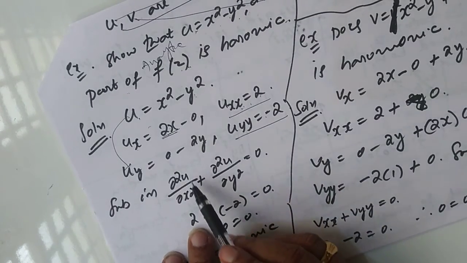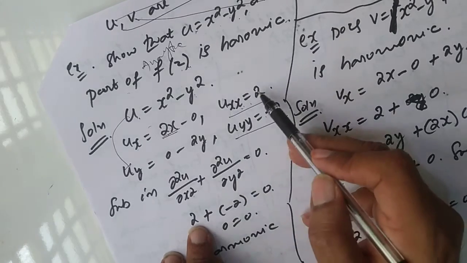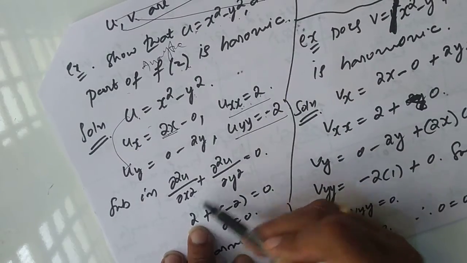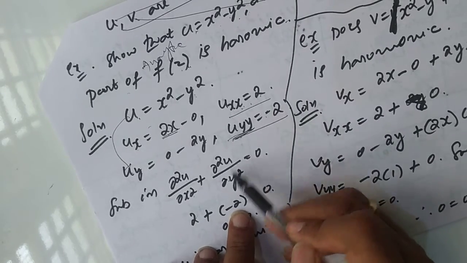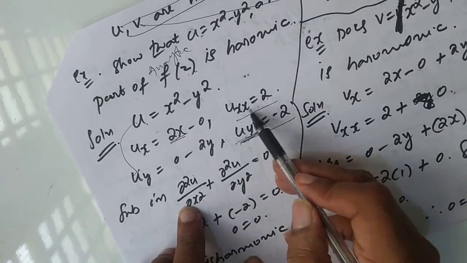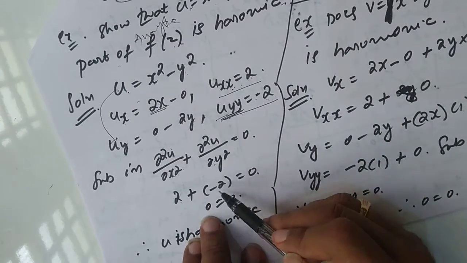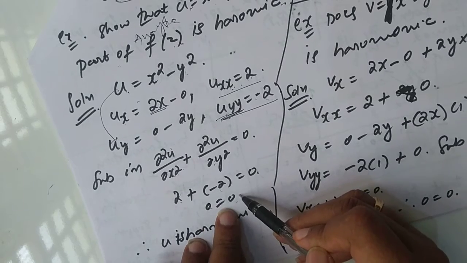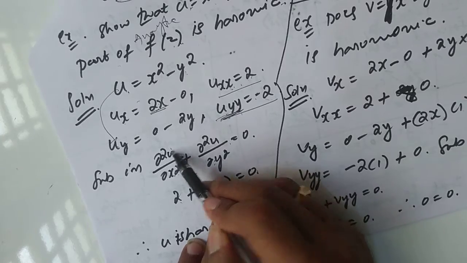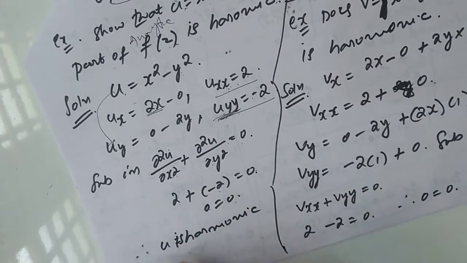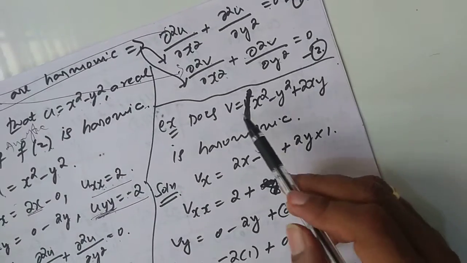Substitute in this equation, dou squared u by dou x squared plus dou squared u by dou y squared. Dou squared u by dou x squared, that means uxx, what is the value? 2. Dou squared u by dou y squared, that means uyy, what is the value? Minus 2. 2 plus minus 2 is 0. Left hand side is equal to right hand side. That means this equation is satisfied. That means this u satisfies this Laplace equation. Therefore, u is harmonic.